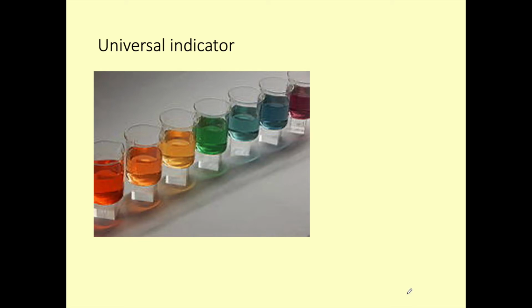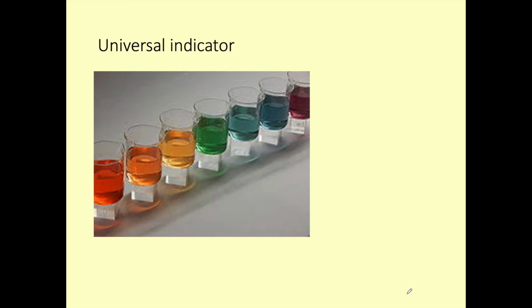Okay, so the next indicator we're going to look at is universal indicator. Now, universal typically means it's suitable for all. And what you can see here is that it has a range of colours from red through to purple. So this universal indicator has a gradual colour change through a spectrum of colours, and this covers a wide range of pHs, and we're going to talk about what pH means in a minute.